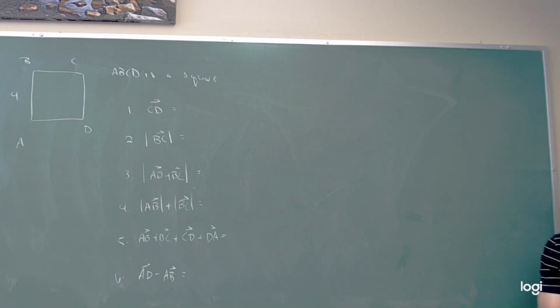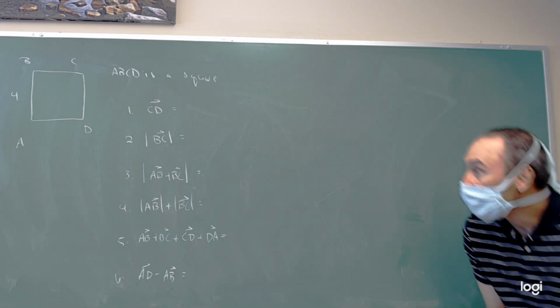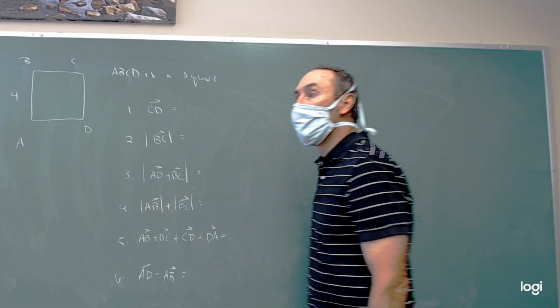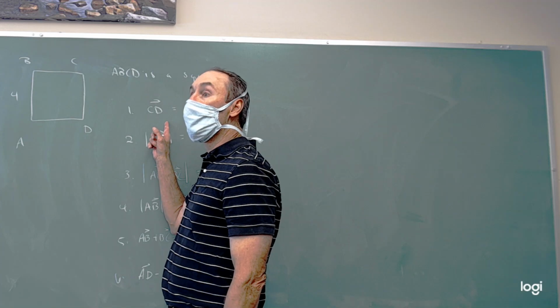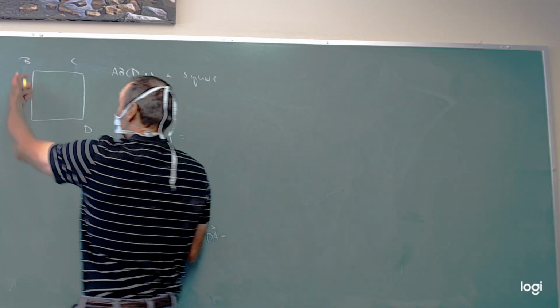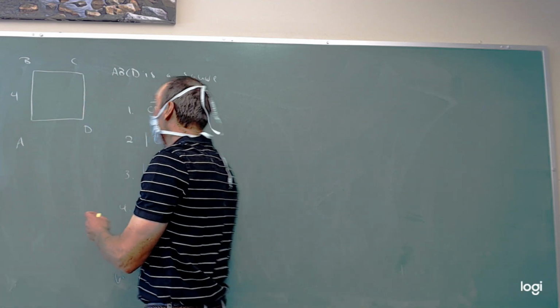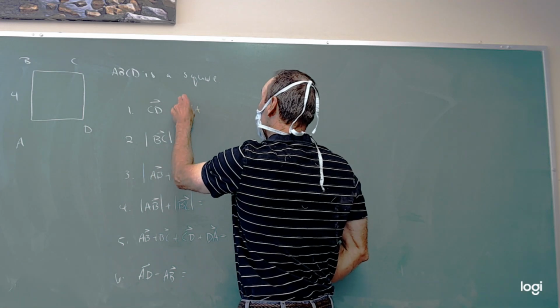So the first one, the vector CD is equivalent to what other vector? Now remember, this starts at C, goes to D. So yeah, it matters. It would have to be BA, not AB. Okay, so it's going to be BA.